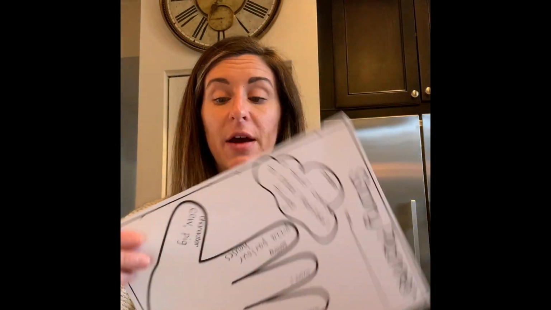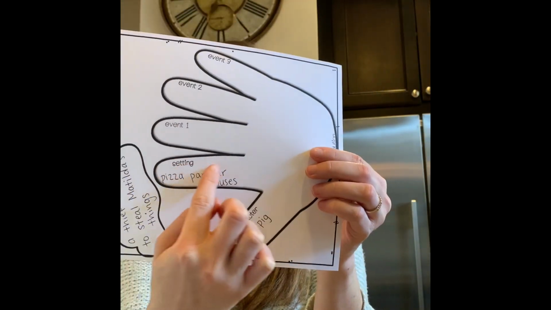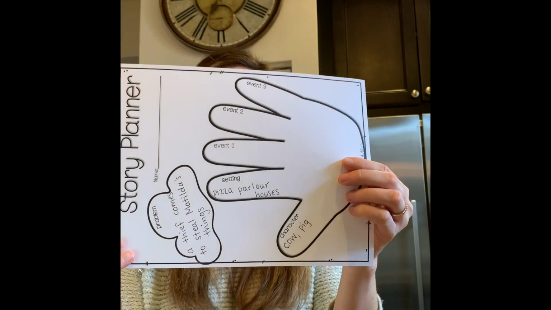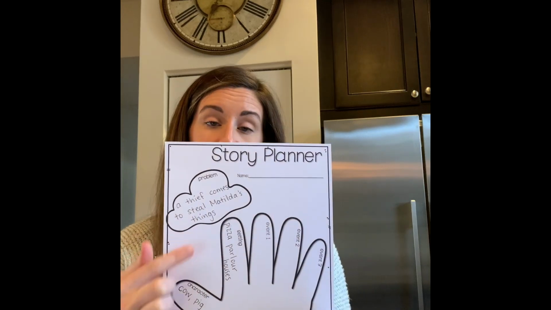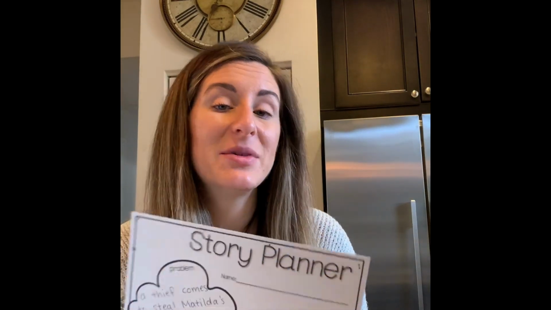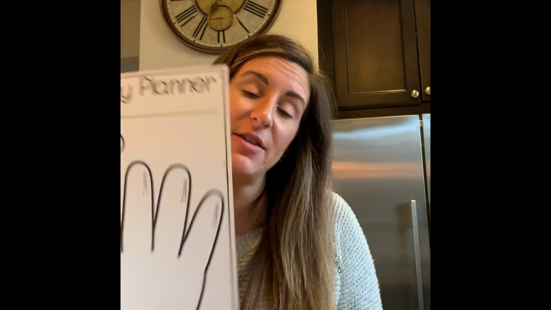Okay, so far on our story hand, we have told the characters who are in our story, the setting where the story takes place, and hopefully you were able to think of a problem that can happen in your story. The problem is going to make the story very interesting. Today we're going to work on filling in 3 events that can happen in your story.